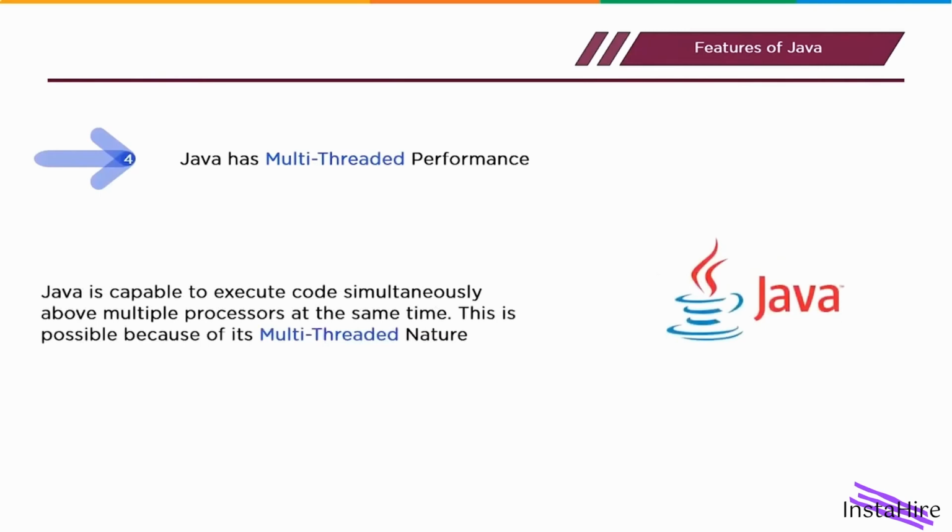Java has multi-threaded performance. Java is capable of executing code simultaneously across multiple processors at the same time. This is possible because of Java's multi-threaded nature. So these were the important features of the Java programming language.